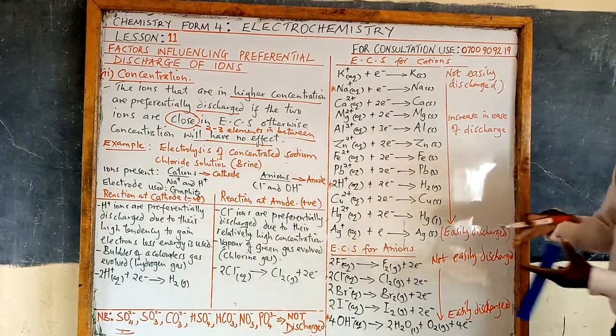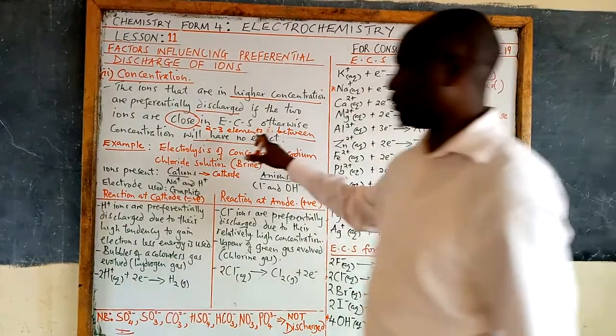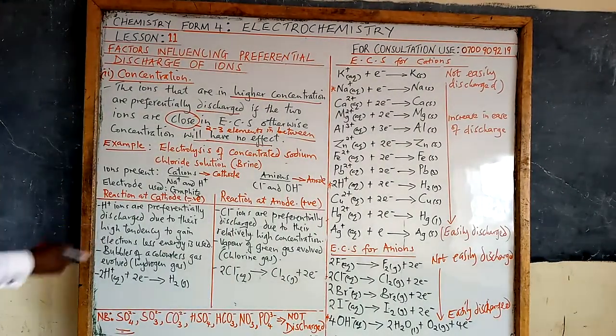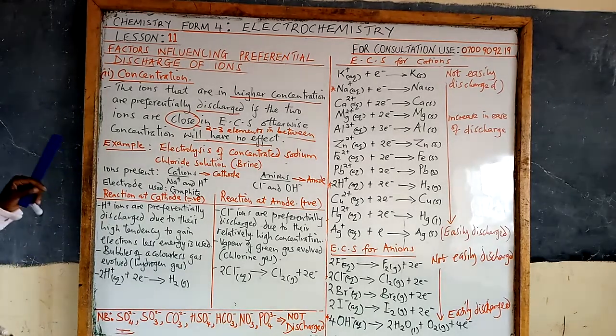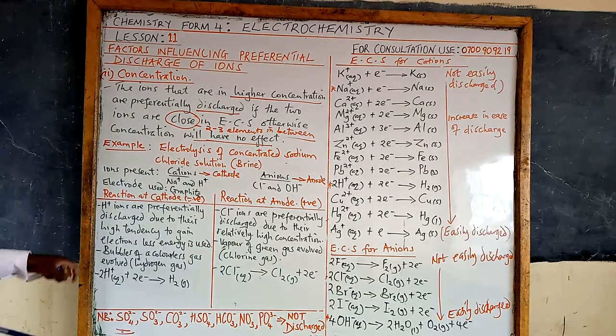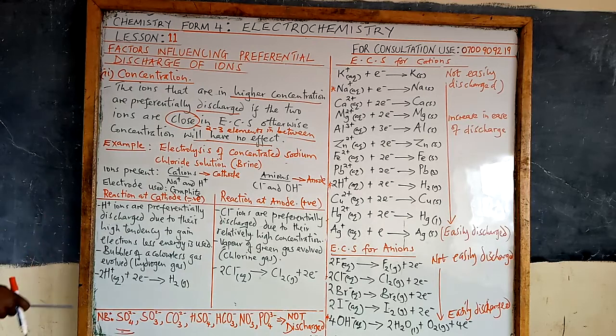So that means those ions are very far away from each other. There's no effect of concentration here. So here we will stick with factor number 1, that was the position. Concerning the position, the one lower in the electrochemical series is preferentially discharged because less energy will be required to discharge it, or for it to gain electrons.